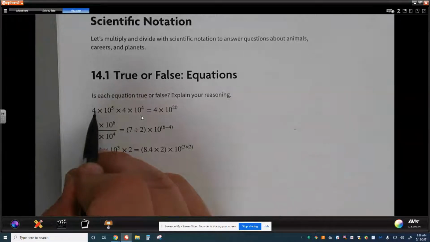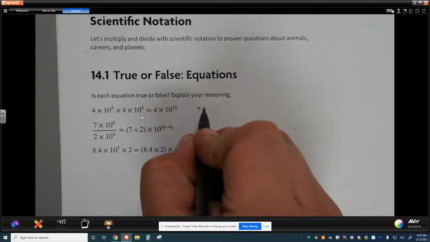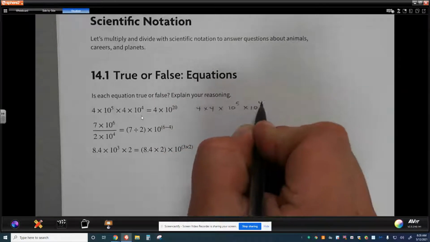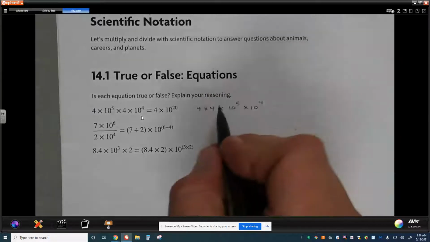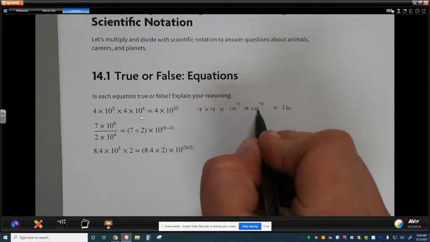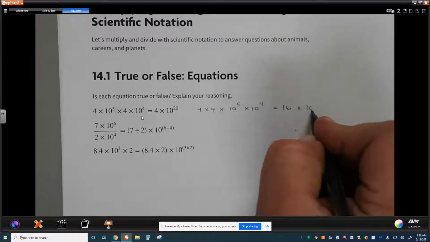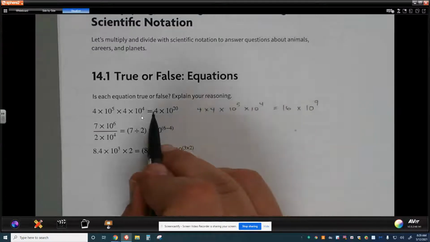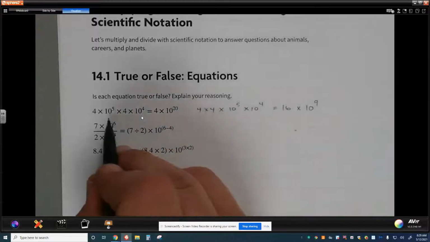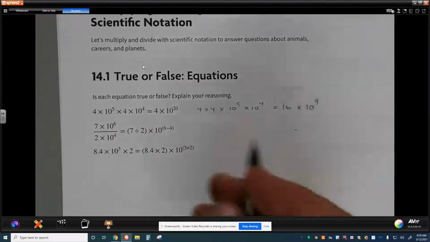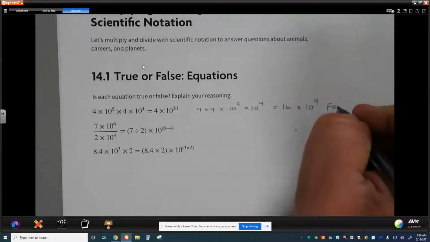What I should be looking at here is the things that are alike. Perhaps it would be easier if I went 4 times 4 times 10 to the fifth times 10 to the fourth, using the commutative property to group like terms. And I see 4 times 4 is 16, and 10 to the fifth times 10 to the fourth is going to be 10 to the ninth by the product of powers rule. And there's no way that this is going to be 4 times 10 to the 20th power. There was a misconception in how to work with these powers. We don't multiply the powers together unless it is a power of a power. So the first one, false.